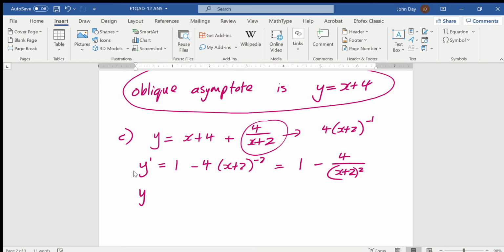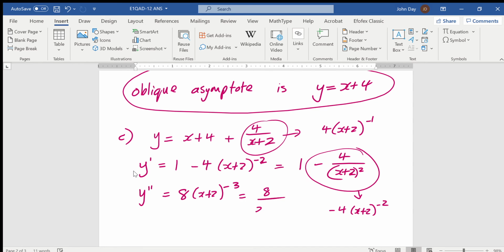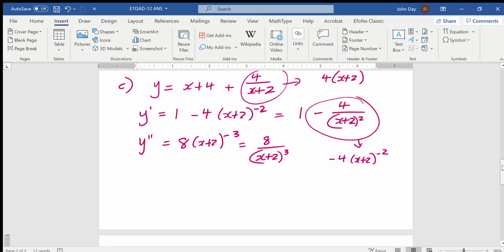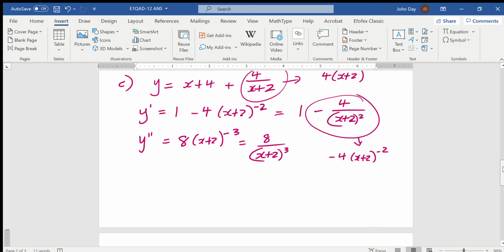And then the second derivative is, well, the derivative of 1 is 0. Now, once again, it would have been easier to write that as minus 4(x + 2)^-2. Then we can see that it'll be 8(x + 2)^-3, which is 8 on (x + 2) cubed. So let's just write them down neatly so we can see what's going on on this next page. y is (x + 4) on (x + 2).